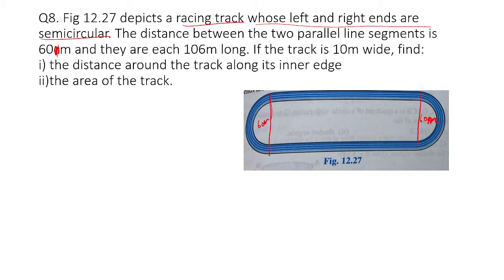And they are also 106 meter long, and they are parallel lines, okay? Remember that. So parallel line means this is again a straight line, and this length is given as 106 meter. And the track is 10 meter wide, so this track is 10 meter wide, this track is also 10 meter wide. Everyone clear with this?